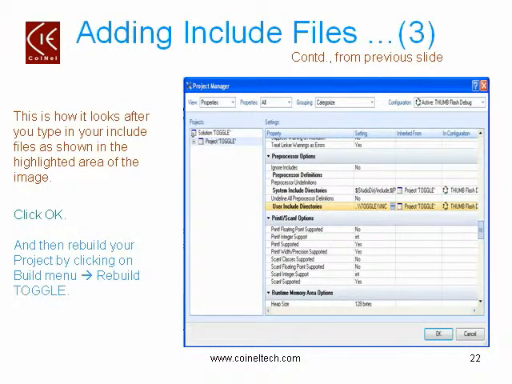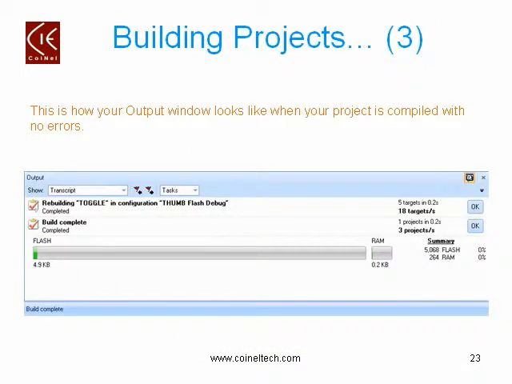This is how it looks after you type in your include files, as shown in the highlighted area of the image. Click on OK and then rebuild your project by clicking on the Build menu and then Rebuild toggle. When you rebuild your project, this is how your output window looks when your project is compiled with no errors.